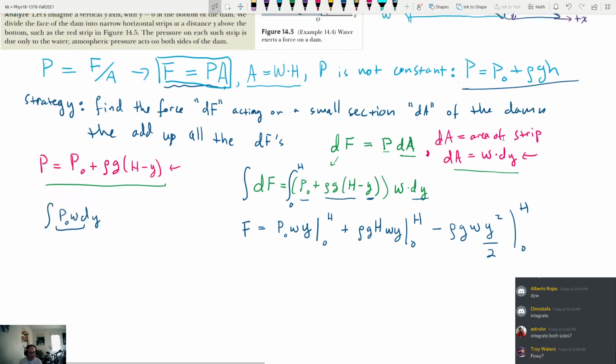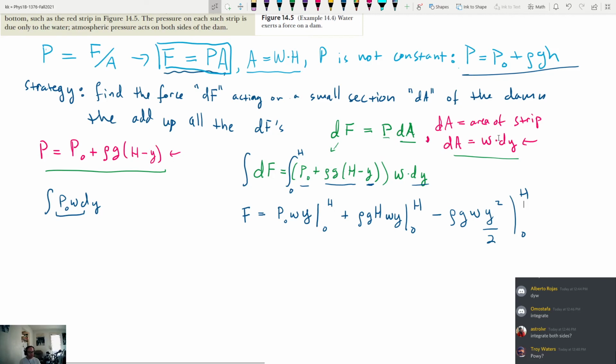Does that all look right to everyone? I'll scroll down because I got blocked off a little bit. Can everyone follow what we just did?